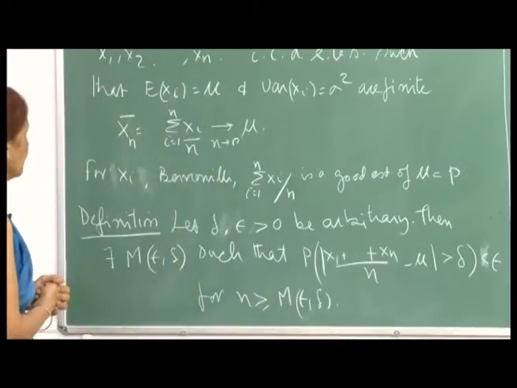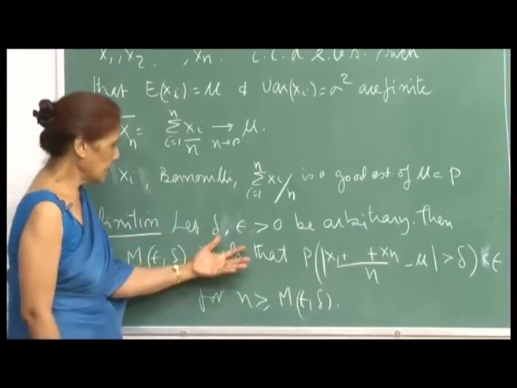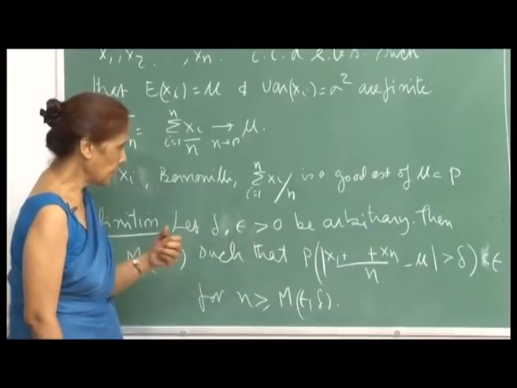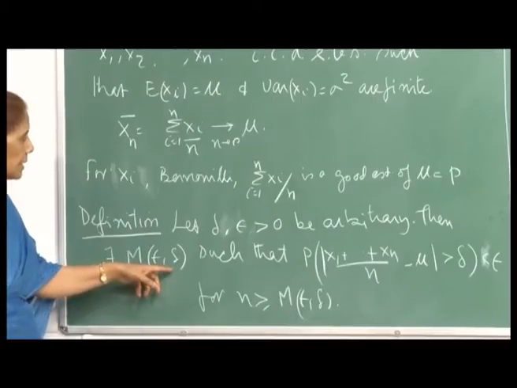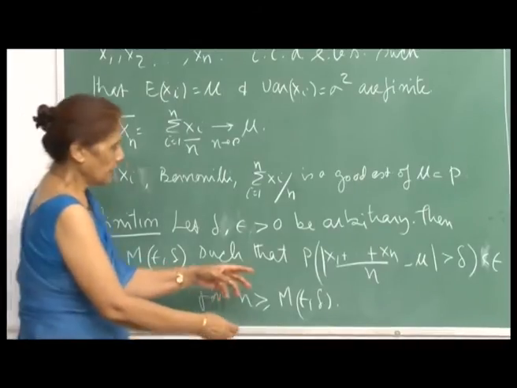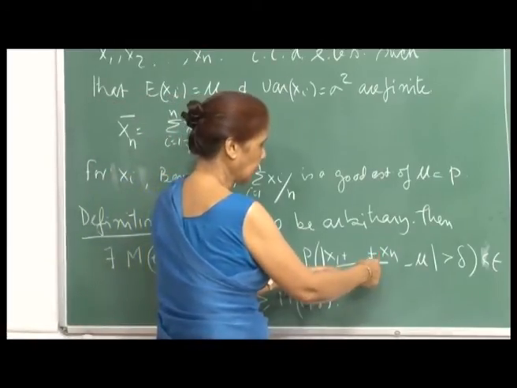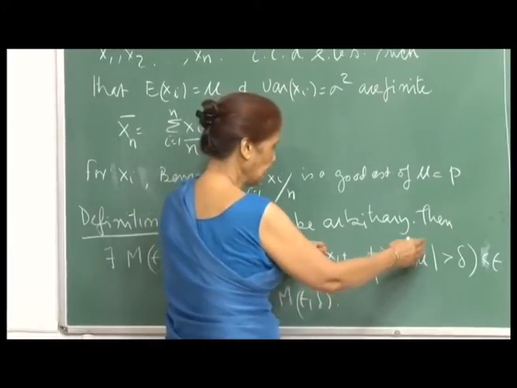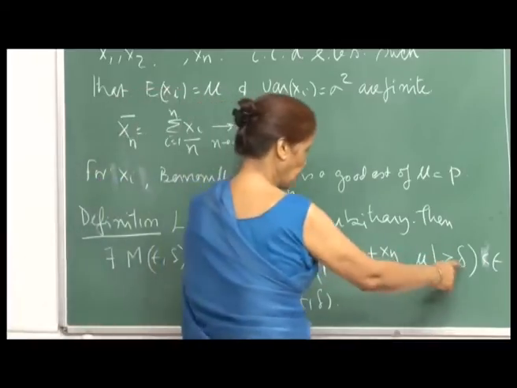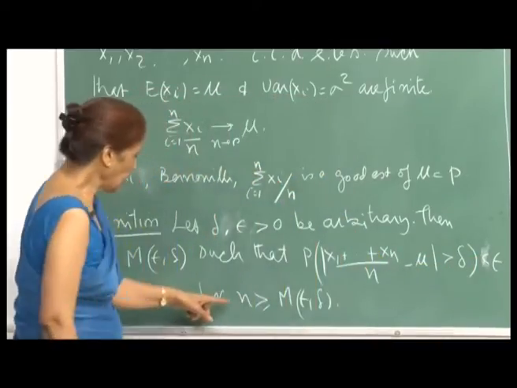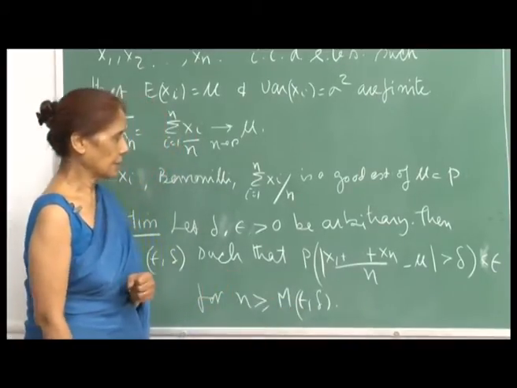So, formally, if you want to define this concept, we will say that given delta and epsilon greater than 0, some arbitrary numbers, there exists a number m which is a function of epsilon and delta, such that the probability of the absolute value of (X_1 plus X_2 plus ... plus X_n)/n, which is X_n bar, minus mu, being greater than delta, will be less than epsilon for all n greater than or equal to the number dependent on epsilon and delta.